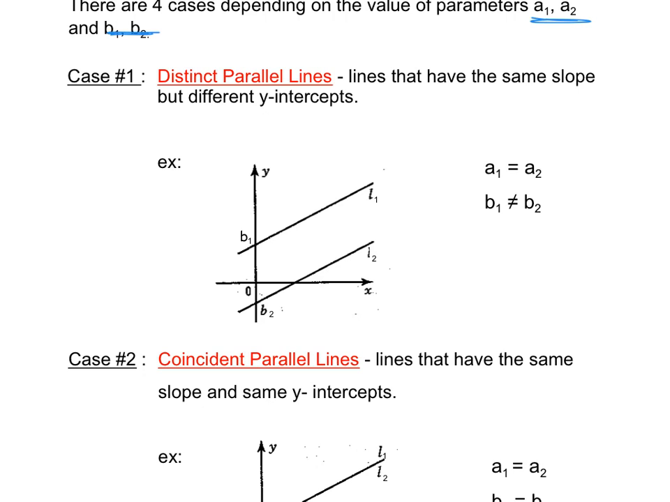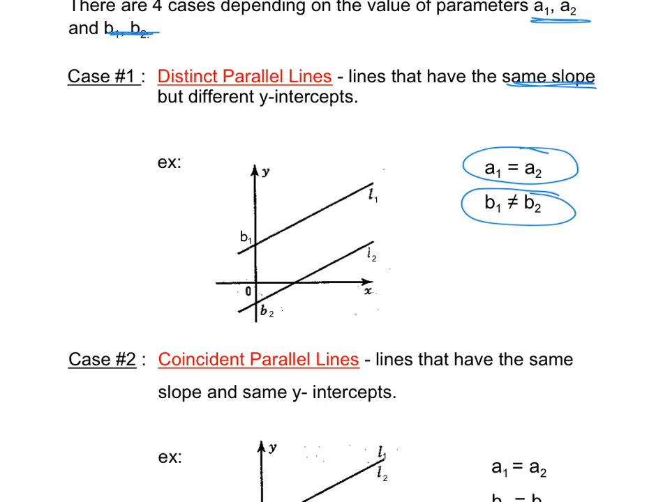We should already all know that. So that would mean that their a1, or the slope for line 1, is equal to slope of line 2. But they're distinct lines. That distinct means different. It means they're not the same line. Well, if they are different lines, then it means that they have different y-intercepts. So the y-intercepts are not equal to one another.